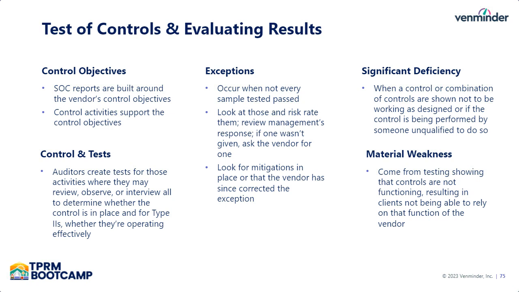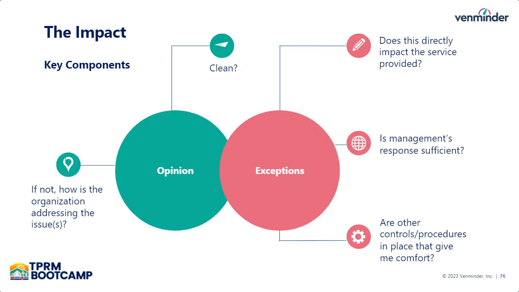Okay, so to quickly summarize the opinion component and exceptions, you want to look at the opinion to determine whether the report is a clean report with an unqualified opinion. And if not, what qualified the report? What was not operating effectively? And then you want to look for exceptions and note that the unqualified report can still have exceptions. So you can't just rely on that opinion.